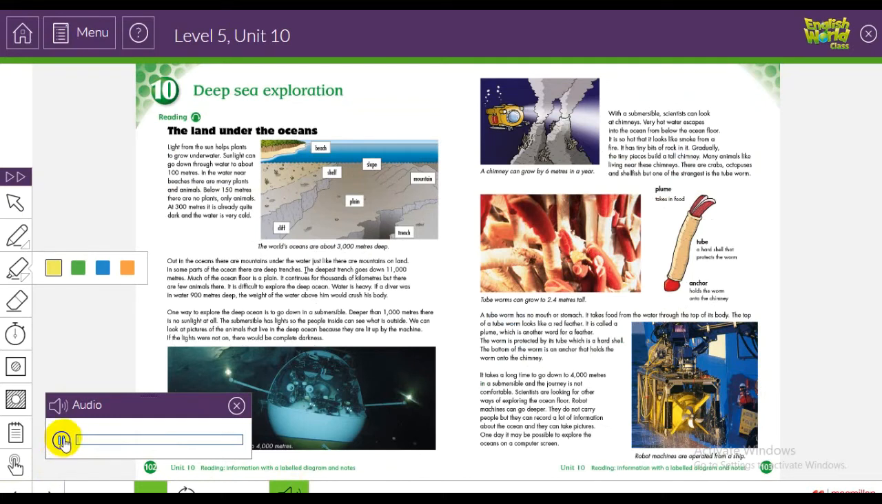CD 3 Track 1 Pupils Book Unit 10 Page 102 Reading The Land Under the Oceans.